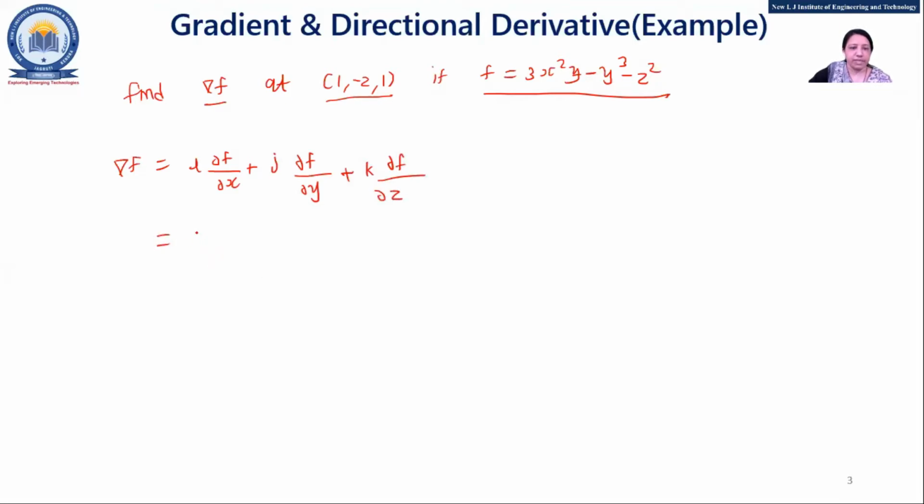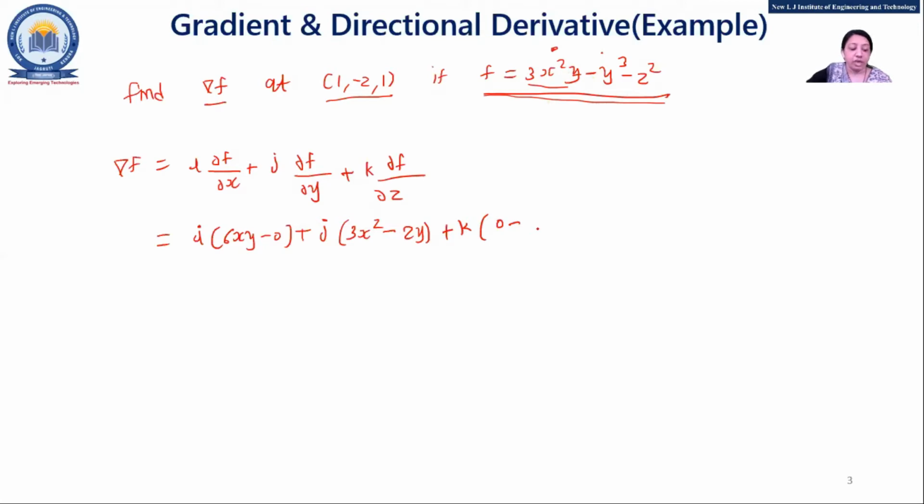Fine. Now it can be written as i times the differentiation of f with respect to x. This is my f, so x is here, and that gives 6xy. The others are constant, so 0. Plus j, with respect to y. Here y appears in two terms, so the first is 3x square, and for the y cube term, whatever coefficient is there, we write minus 3y square. Plus k, now with respect to z. For z, the two terms are 0, because they are considered constant.